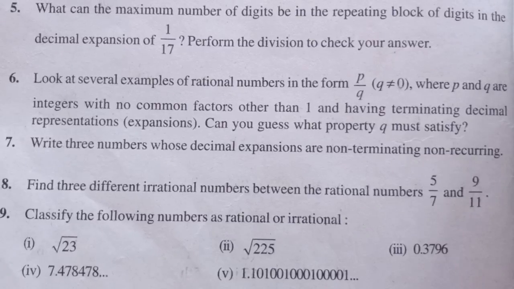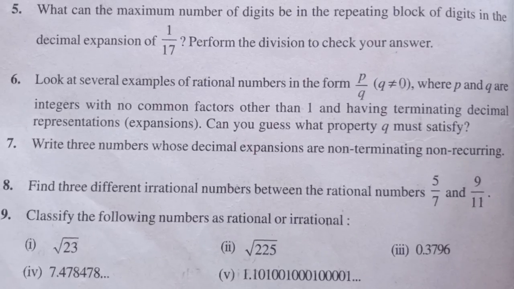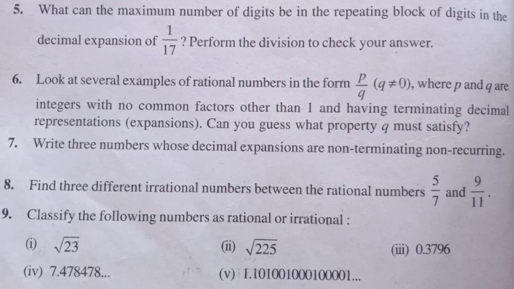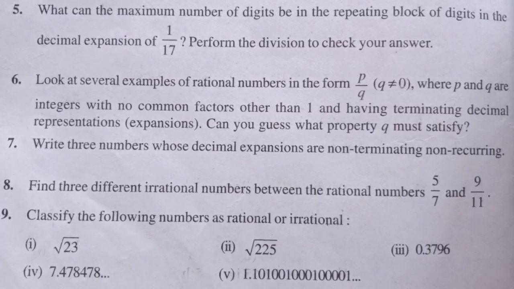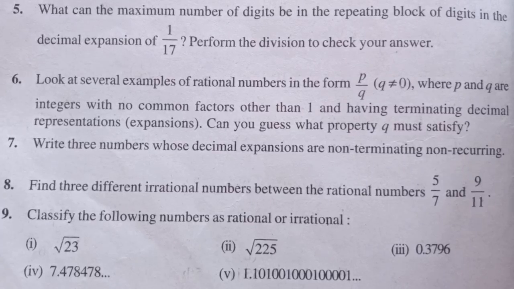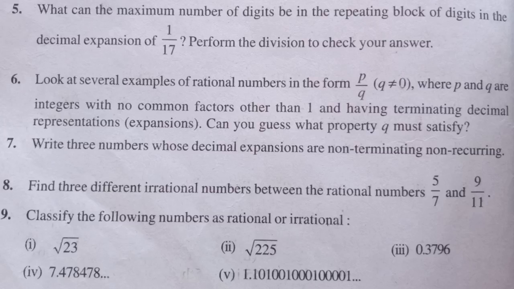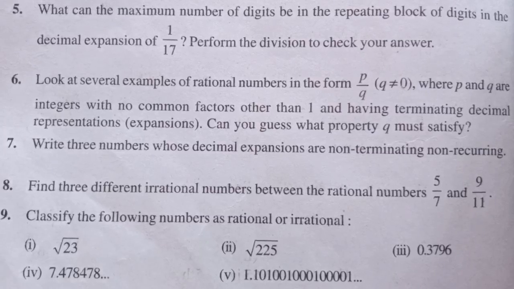Next, exercise 1.3, question number 6. Look at several examples of rational numbers in the form p by q, where q is not equal to 0, where p and q are integers with no common factors other than 1 and having terminating decimal representations. Can you guess what property q must satisfy?